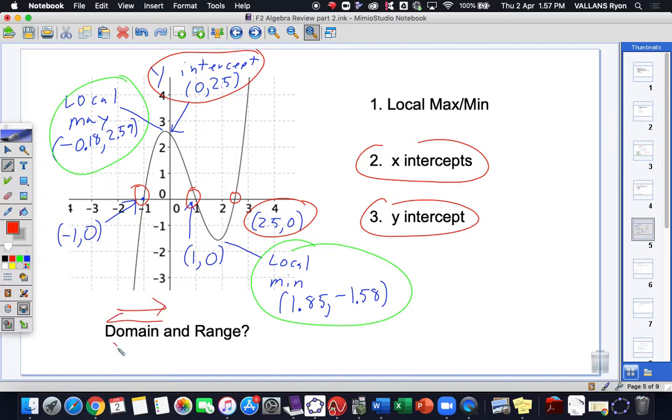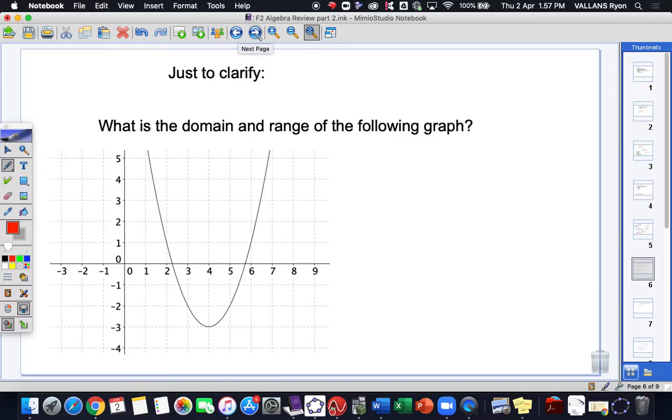left and right, so x is an element of all real numbers. Range doesn't end up or down. Y is an element of all real numbers. I bring that up because of a quadratic. If you find the local minimum, this is at (4, -3).